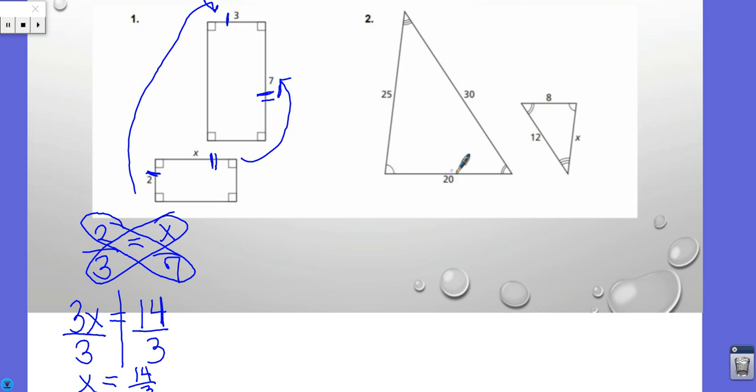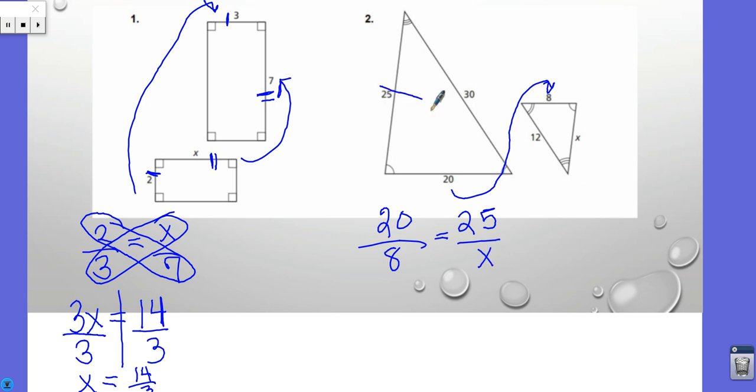Okay, so if 8 matches 20, I'm going to say 20 over 8, going from big to small, should equal, and I need to solve for x, so I say 25 over x. That means this side matches that side right there. I went from big to small, so the other one has to be from big to small. Okay, so we're going to do the butterfly again.